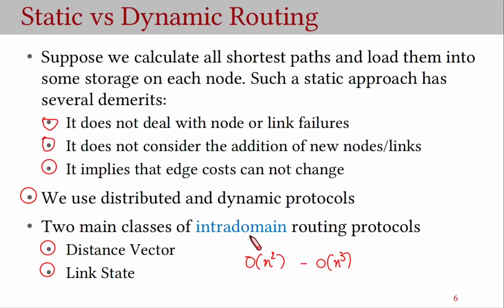We use this term domain to refer to a network that is under a single administrative control. That could be a campus network, a university network, and so on. And so these networks are said to define a routing domain, and we use these protocols within a routing domain, and therefore they are also called intra-domain routing protocols. They are also called interior gateway protocols, or IGPs. In a later video, we will see an example of an inter-domain routing protocol.